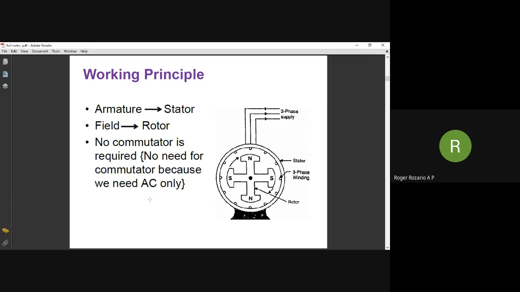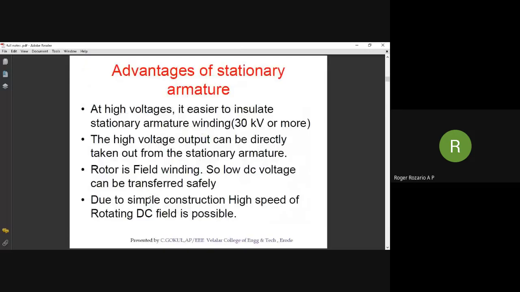Hari, armature will not rotate. Armature is stationary. That is the difference of the alternators from other machines. The field will be rotating, armature will be stationary. So what are the advantages of the stationary armature? I have already told you some advantages of the stationary armature. So we will see the advantages of stationary armature. What is the advantage of stationary armature?